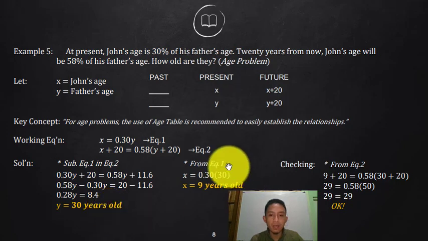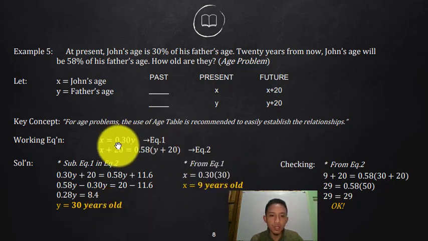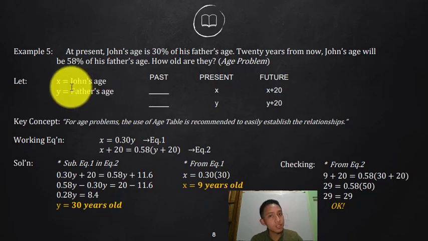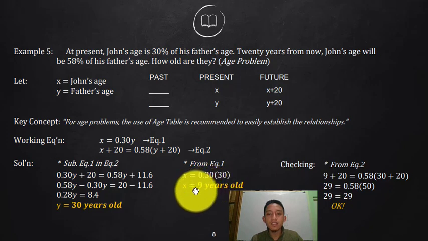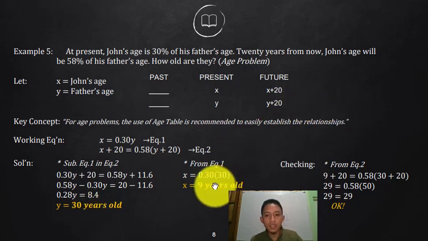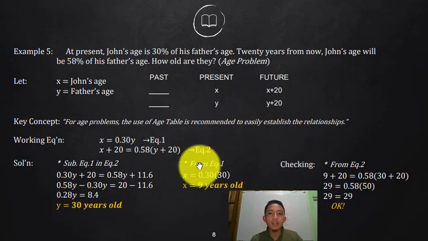Okay. And then from equation 1, substitute your y, which is 30 times 0.3, that is 9. So what is that? X. X is what? John's age. So it means that John is 9 years old today and father is 30 years old today. So after 20 years, that is 20 plus 9 and that is 30 plus 20, John's age will be 58% of father. Okay, you can check that one.